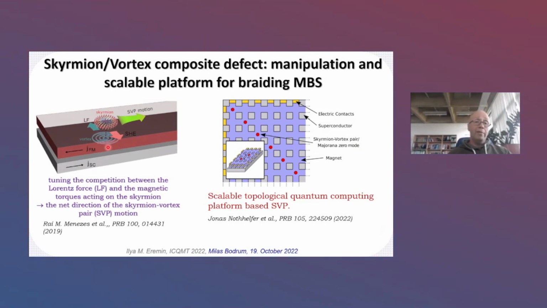Now, if you have a composite pair, that becomes another interesting way of manipulating such a pair, because you can, of course, move the vortices and the skyrmion. There has been a proposal by Milosevic and others. And of course, another proposal has just been published, namely how you can scale such an object having Majorana fermions.